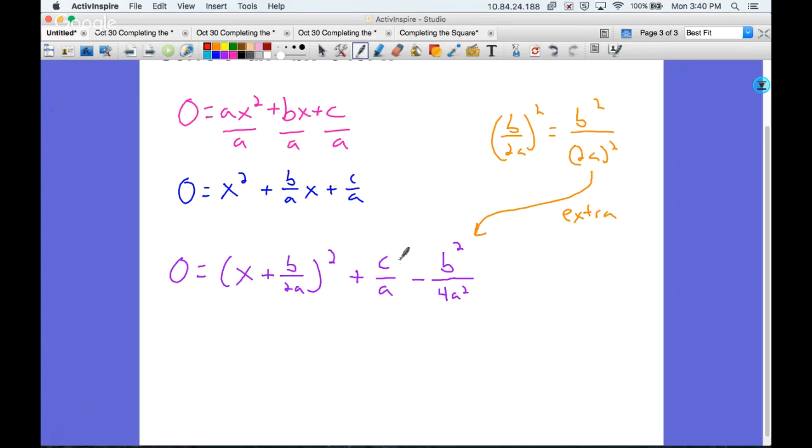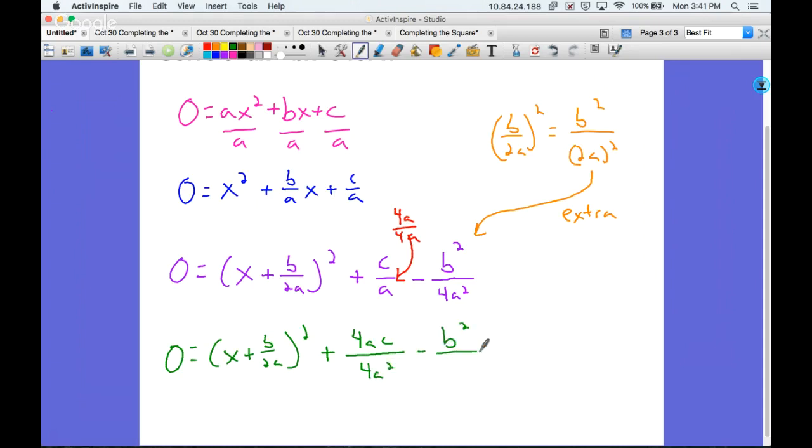To do that, I need to multiply this one here. Let me show it actually up here. I got to get a common denominator, so I'm going to multiply it by 4a over 4a. That's going to give us 0 equals x plus b over 2a squared plus 4ac over 4a squared minus b squared over 4a squared.